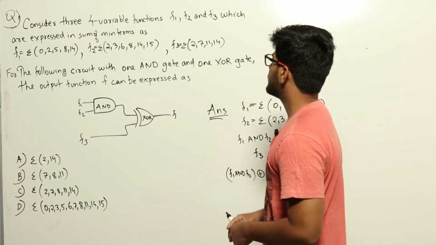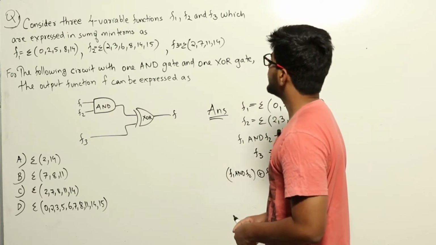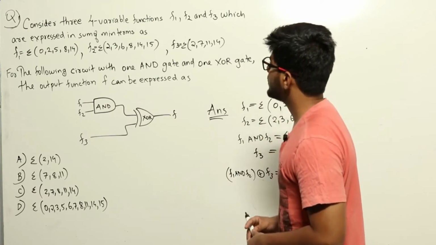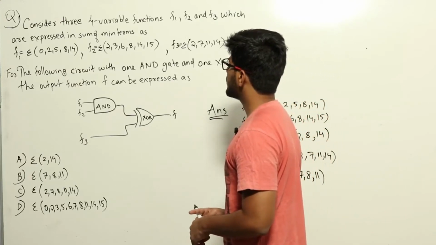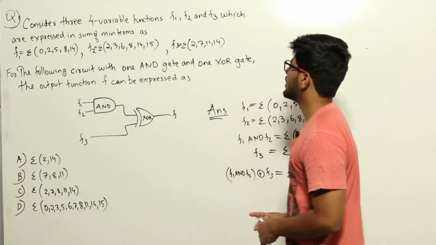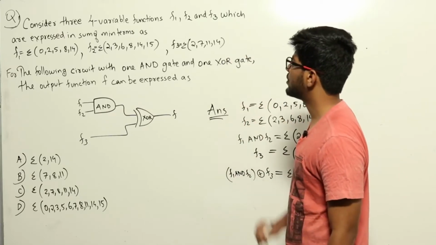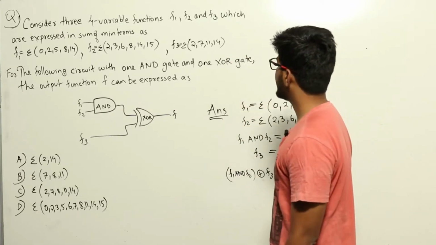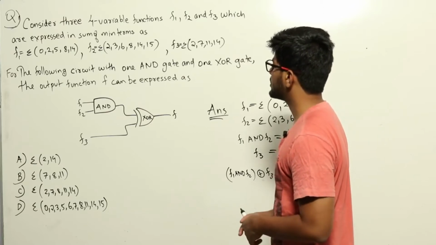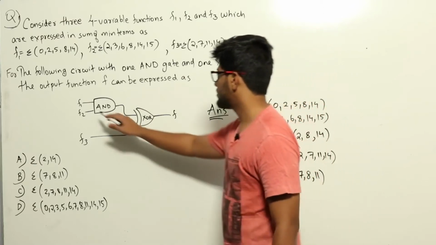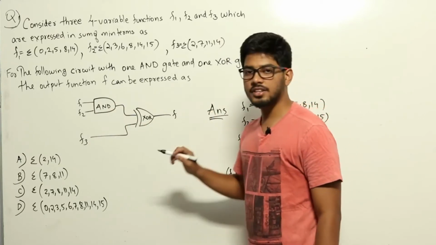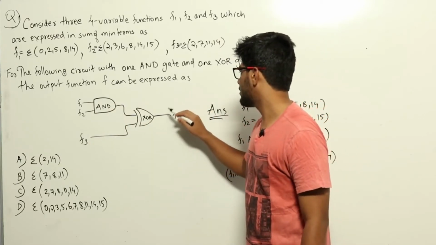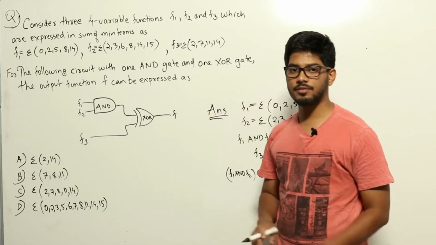Consider three 4-variable functions f1, f2 and f3 which are expressed in sum of minterms as f1 equals sigma 0 2 5 8 14, f2 equals sigma 2 3 6 8 14 15, f3 equals sigma 2 7 11 14. For the following circuit with one AND gate and one XOR gate, the output function f can be expressed as follows: f1 and f2, XOR f3, is f. In the question they are asking for the minimum sum of product form for f.